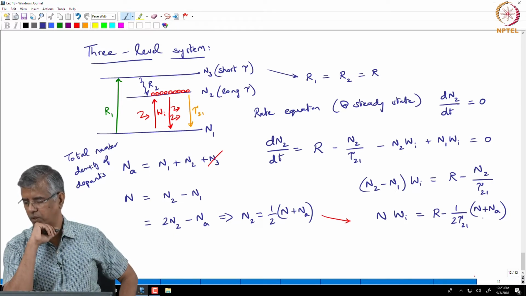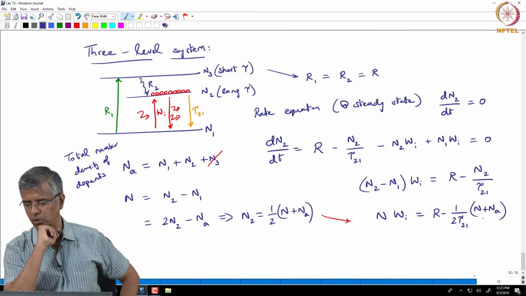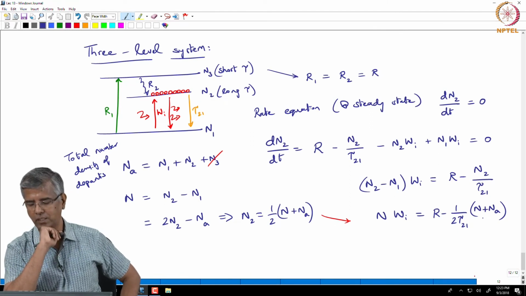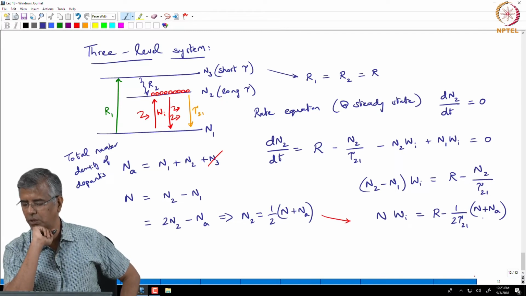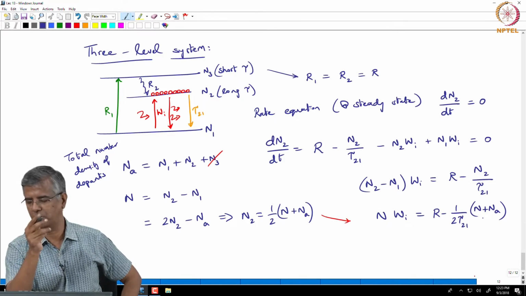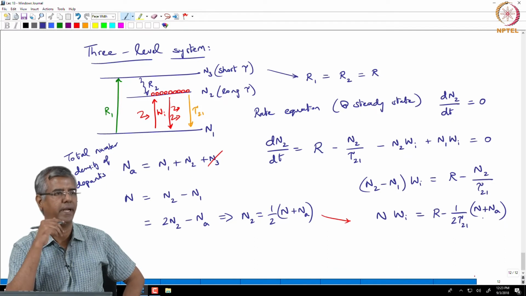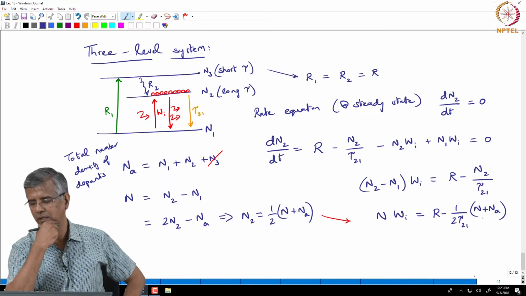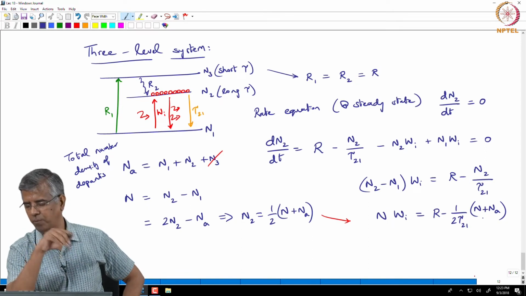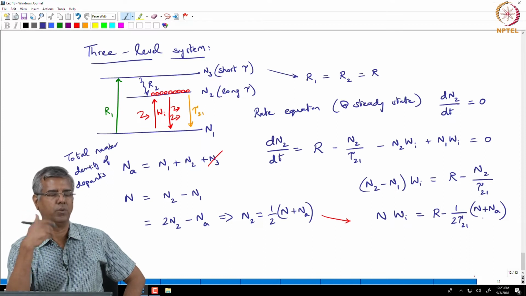In this case we know tau 21 for a given atomic system. Let us say it has already been characterized, what is that spontaneous lifetime. We also know what is the doping density, we know Na, and let us say we know what our pumping rate is. That just corresponds to the rate at which we are sending in pump photons. So if all those are known, then the only unknowns are N and Wi. So I can find out the expression of the inversion as a function of Wi.